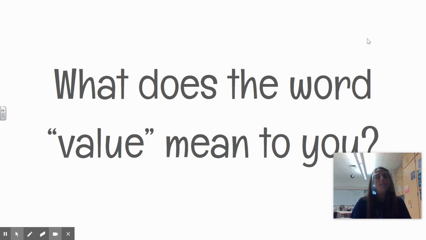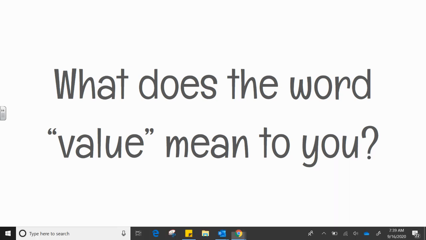But we talk that kids often confuse place value and value, and that's because they share that same word of value. So today we're going to focus on the meaning of value, and then we'll be able to know the difference between the two of them. So the word value is something that you actually use in the real world. When you think, what does the word value mean to you?